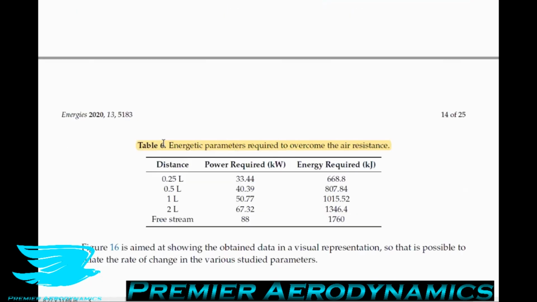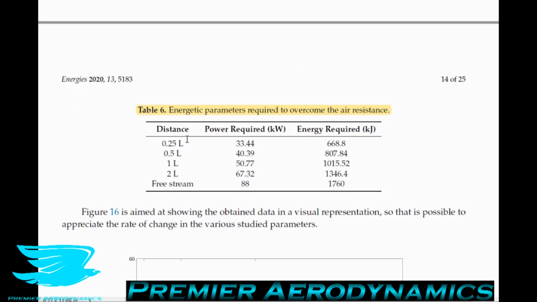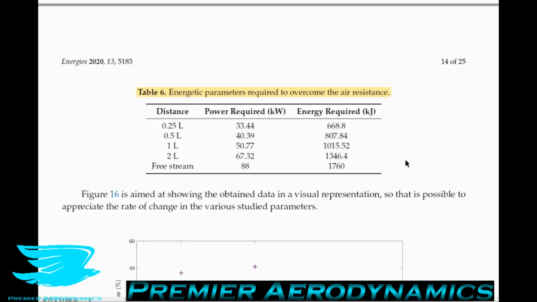Now, table 6 also shows the power required, and this is really amazing. For a car to overcome the air resistance at 50 meters per second, this F1 car on a 1 kilometer straight requires power of 88 kilowatts. Now, if the car is following another car at 0.25 times the length downstream, the power required drops from 88 kilowatts to 33 kilowatts. That's a massive reduction. At 2 car lengths downstream, the power still drops from 88 kilowatts to 67 kilowatts, but you can see from 2 lengths to 0.25 lengths, the power required drops by half. That's a massive power reduction.